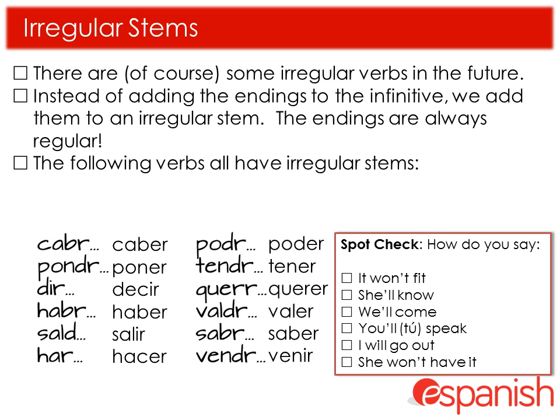She'll know is going to be sabrá. Will come, vendremos. You'll speak, hablarás. I will go out, saldré. And she won't have it, no lo tendrá.